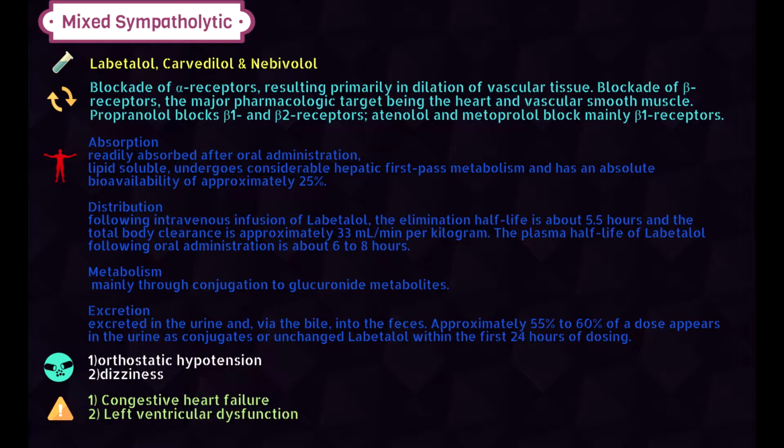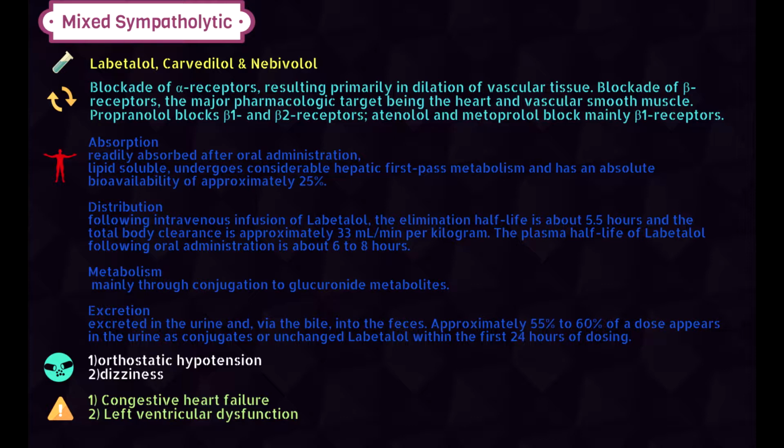Next, the mixed sympatholytics. The examples are labetalol, carvedilol, and nebivolol. Their mechanism is the blockage of both alpha receptors and beta receptors. The blockage of the alpha receptor will result primarily in the dilatation of the vascular tissue, while the blockage of the beta receptor has the major pharmacologic targets being the heart and the vascular smooth muscle. Propranolol will block beta-1 and beta-2 receptors, while atenolol and metoprolol block mainly the beta-1 receptor.